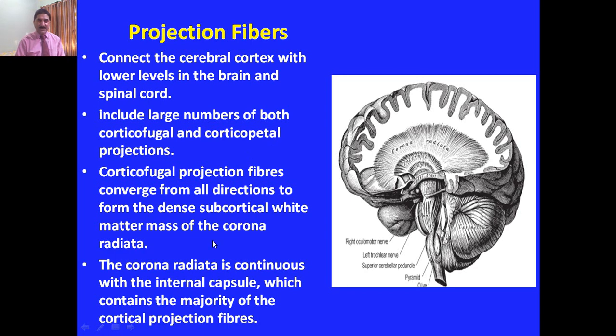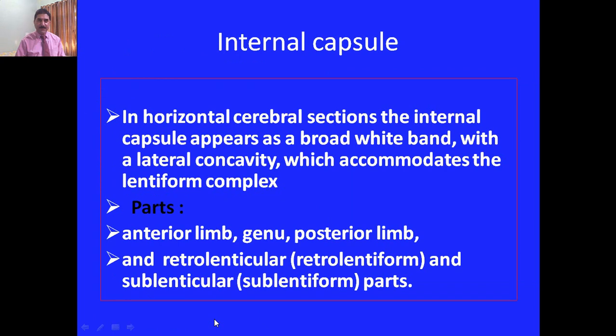Corticofugal projection fibers converge from all directions to form the dense subcortical white matter mass of corona radiata. The corona radiata is continuous with the internal capsule, which contains the majority of the cortical projection fibers. Now coming to the internal capsule. In a horizontal cerebral section, the internal capsule appears as a broad white band with a lateral concavity which accommodates the lentiform complex.